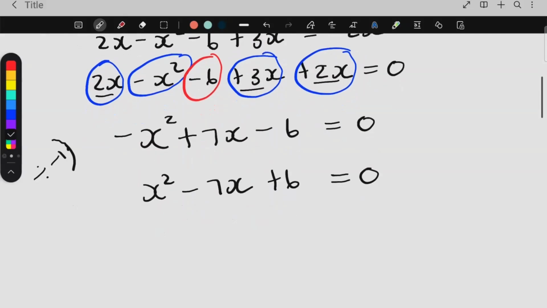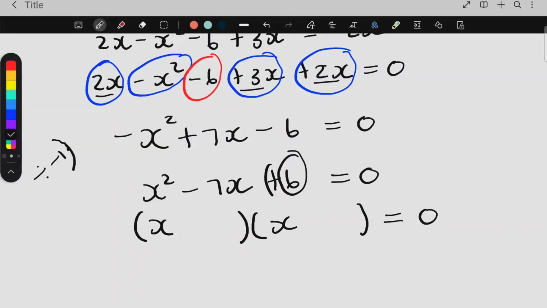Now I'm going to factorize. There's no highest common factor, but there's 3 terms. 1, 2, 3. So this is a trinomial. So let's go. Keep the equal to 0 the whole time. X and x will give you x squared. And then what times what is 6? If you add it, it must give you 7. 6 times 1. So I'm going to write 6 and 1. And then a minus and a plus is a minus and a minus.